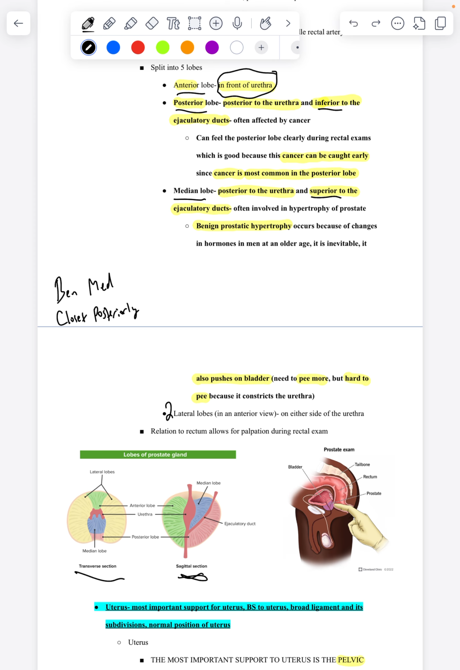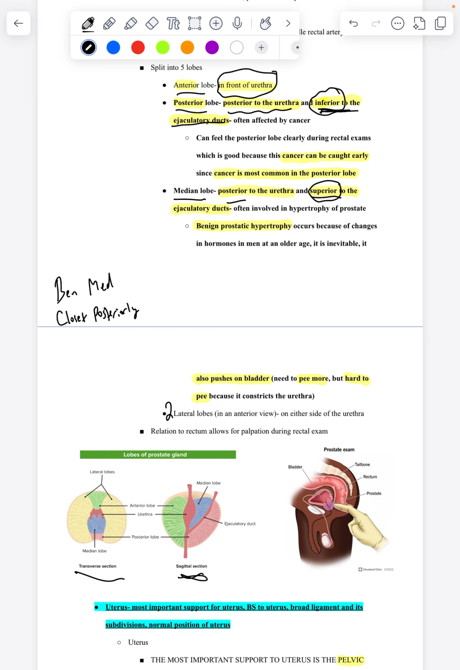So posterior to the urethra and inferior to the ejaculatory duct. And then the median lobe will be posterior to the urethra, but superior to your ejaculatory duct. So this right here is the key difference. Now, the lateral lobes are just off to the side.